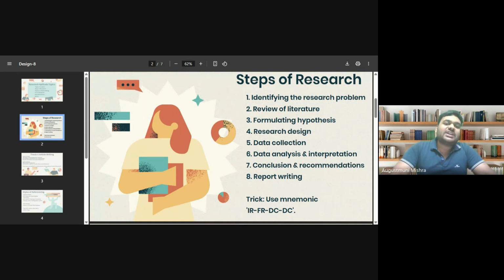Then what will be the source of information, like primary sources, secondary sources. Then what will be the tools, like previously we talked about the survey, focus group discussion, content analysis, case study, different tools. Then at the end, data analysis, and it can be quantitative, it can be qualitative. So you can prepare your research design like this.